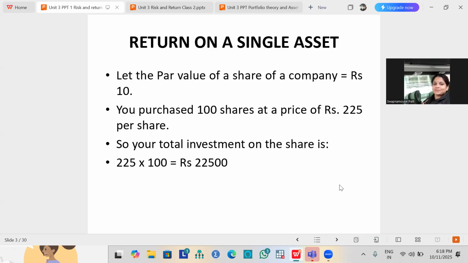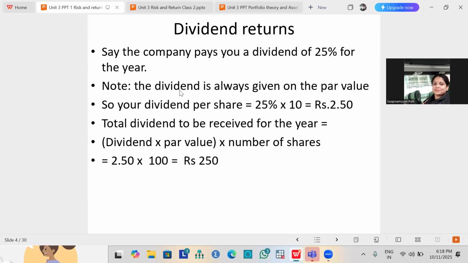Yes, ma'am. Okay. So moving on. Everything I've shown with this PPT, listen carefully. Now let us go to the dividend returns. Your total return in a particular year from a stock is the sum of your dividend yield as well as your capital gains and losses. This is what we have done in your previous semester.